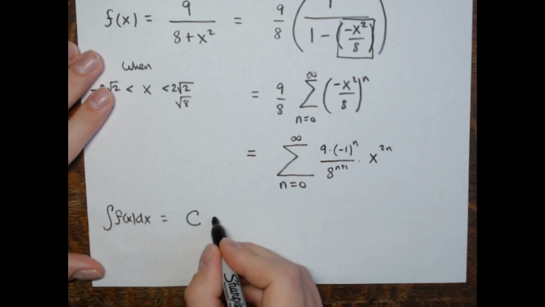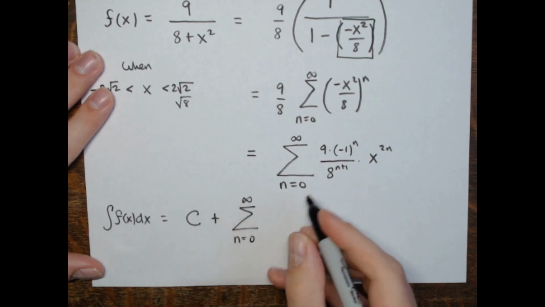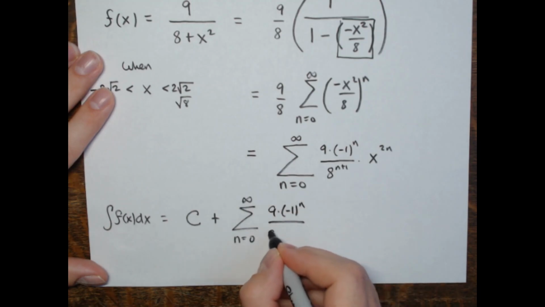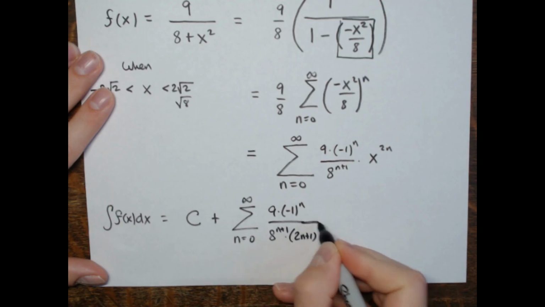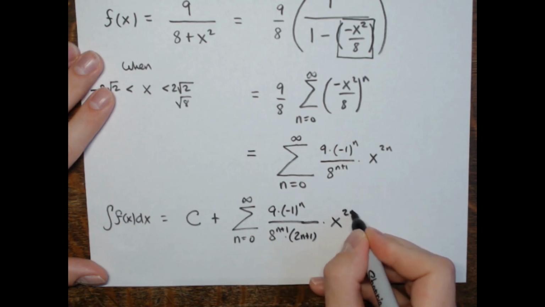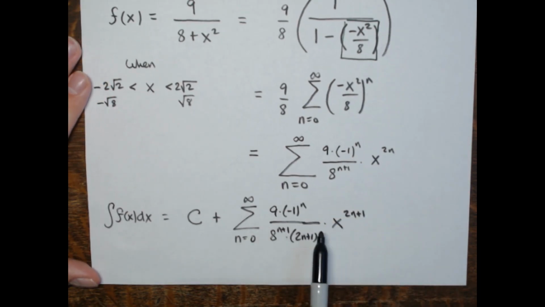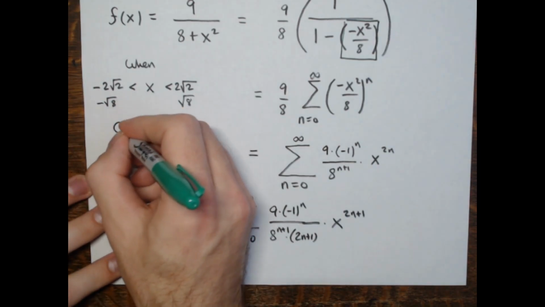we'd get some constant of integration plus the sum from n equals 0 to infinity of 9 times negative 1 to the nth over 8 to the n plus 1 times the quantity 2n plus 1, and then your powers of x would be x to the 2n plus 1. All right. This series will converge for these values of x, but we must also check the ends.